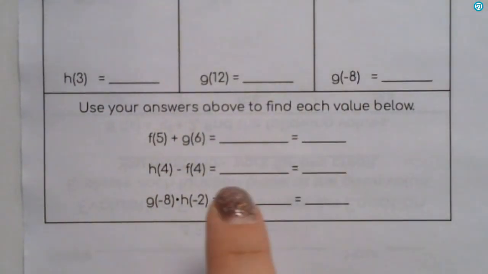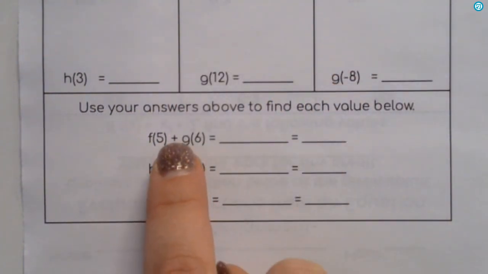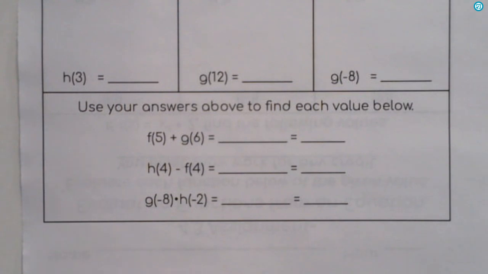Then down here at the bottom, all of these should be up there somewhere. You're going to add, subtract, and multiply down here, though. So pay attention to that. All right, get to work. We're going to work on this for a while, and then we will move on and do 4.4 today as well.